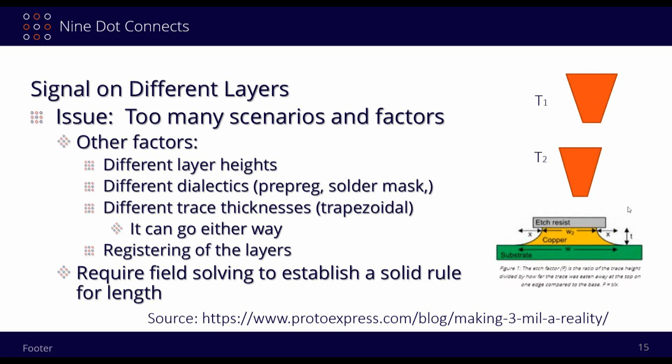There's also different trace thicknesses. You'll notice I drew these like this. These could possibly be upside down. You've got to keep in mind that it's a subtractive process when they are etching out these boards in the fabrication process. So they never look square. They always look trapezoidal depending on how they etch this out.